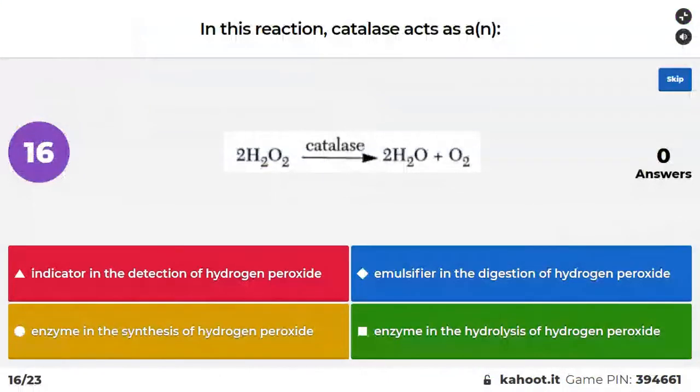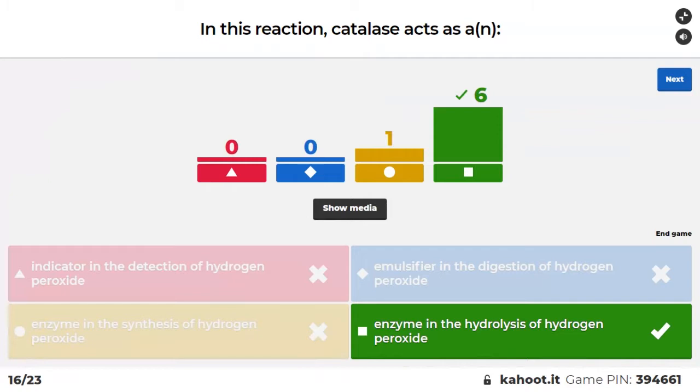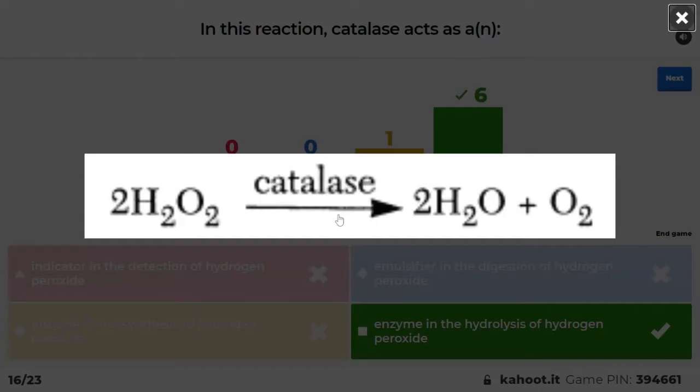Okay, same picture again. So catalase acts as a what? Good vocabulary here. Yes, hydrolysis is what's happening of hydrogen peroxide. Synthesis, you're not making it, right? Because if you look at this, you are breaking it apart. You are hydrolyzing it. So this is not a synthesis reaction. It's a hydrolysis or breaking reaction. Okay, good.